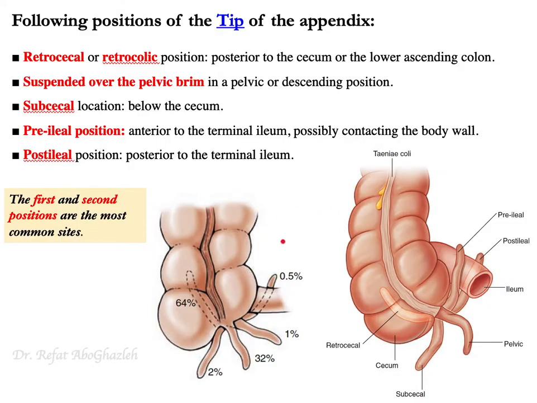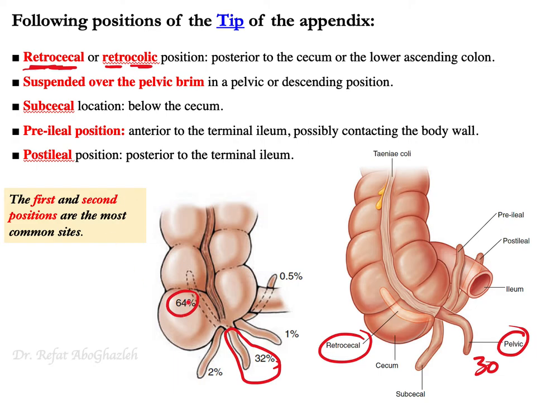Let us have a look at the most common positions of the appendix. The most common one is the retrocecal, or sometimes we call it retrocolic. This dotted line shows the appendix, or the apex of the appendix, behind the cecum. We call it retrocecal or retrocolic because it is behind the cecum and or behind the ascending colon. This one is really common, about 65%. The second most common position is the pelvic appendix. It just hangs down into the pelvis, about 30% or 32%.